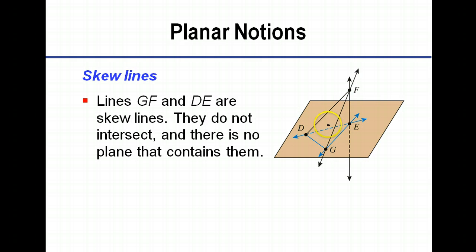Okay, so now we can start talking about lines and comparing them to each other. So for example, lines GF and DE. GF is this line coming up out of the plane, and DE is this one living in this plane. They are what are called skew lines. They do not intersect. Notice that the lines DE and GF do not intersect, yes? And they do not have a plane that contains them. If you think about it, you wouldn't be able to have this line GF living in the same plane as this line DE, right? And since they also don't intersect, we call them skew lines.